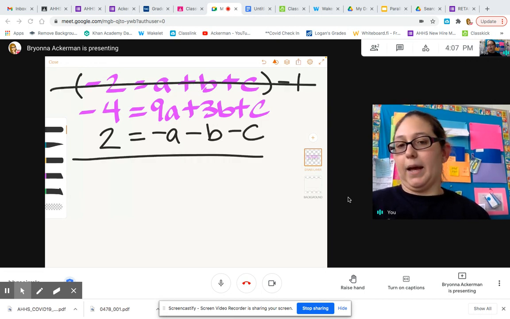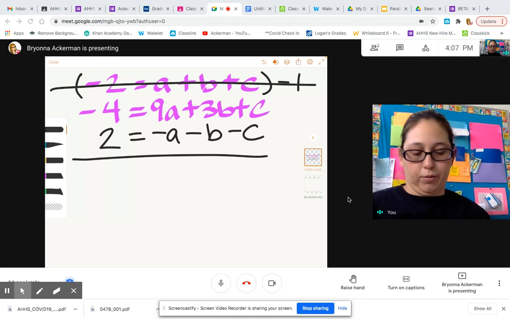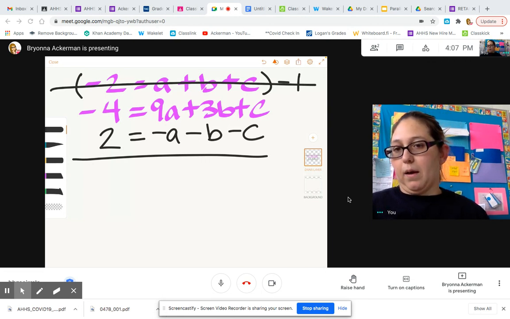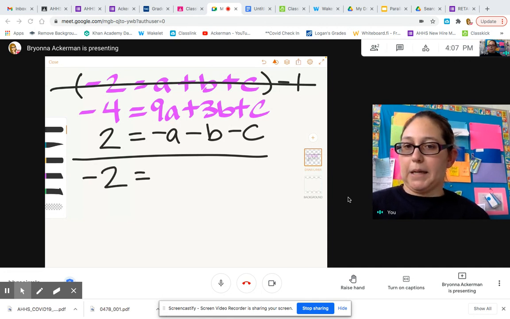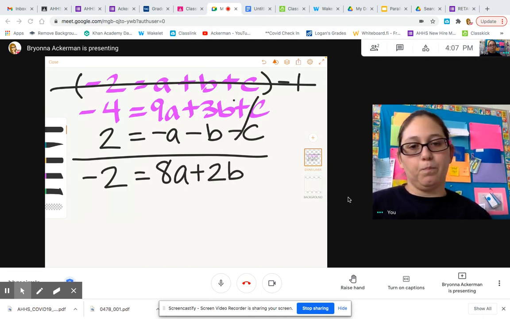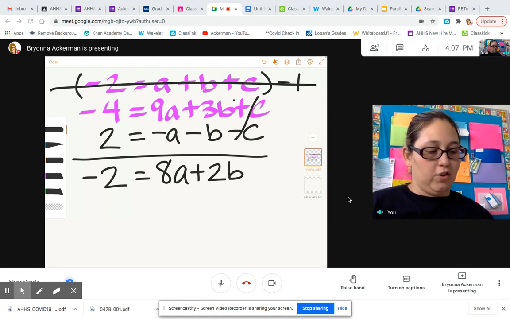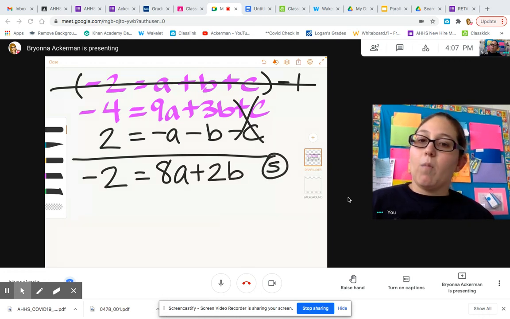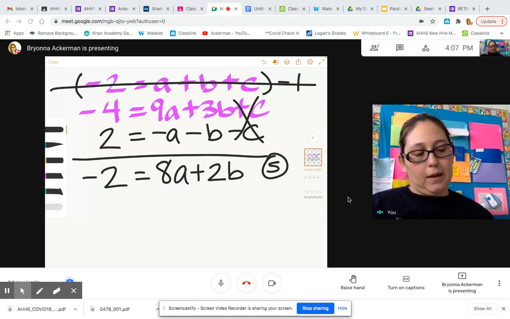I'm now going to combine that new one with equation 3. So negative 4 plus 2 is a negative 2. We have 9a minus 1a, so it'll be an 8a. 3b minus 1b, that will be a 2b. And then the c's cancel out. And so now this is equation 5. And I am going to now take equation 5 and equation 4, and I'm going to use elimination there.